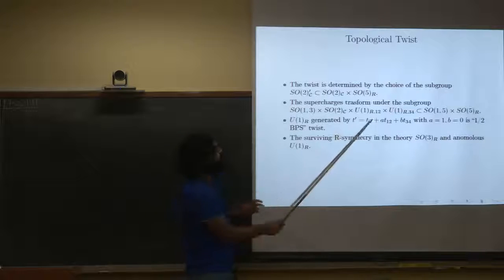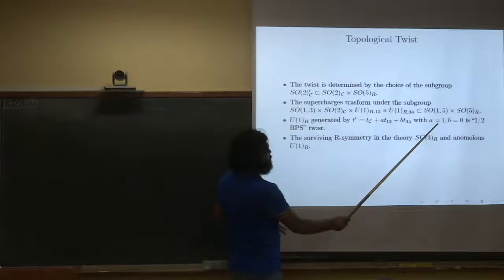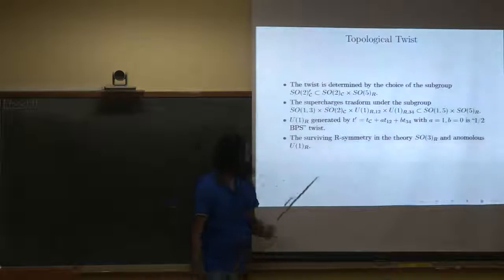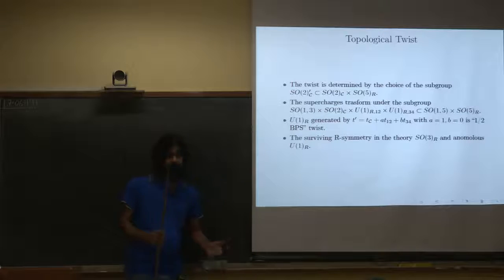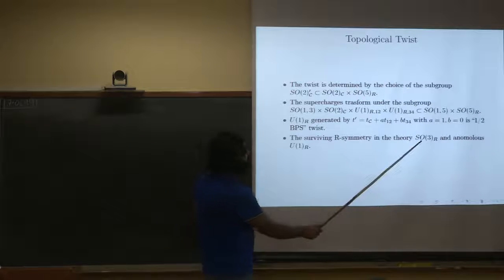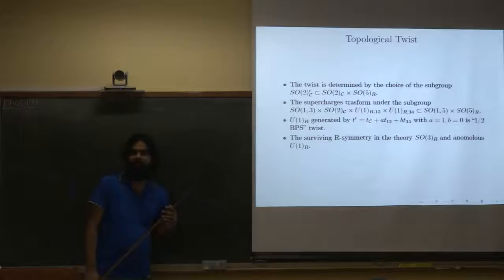and rotations that can be described in this form. So with the choice of A equals 1 and B equals 0, we will end up with half BPS twists. We'll just call it half BPS twist because it preserves half of the supersymmetries. And the surviving R symmetry of the theory now is SO(3)_R and the anomalous U(1)_R symmetry.